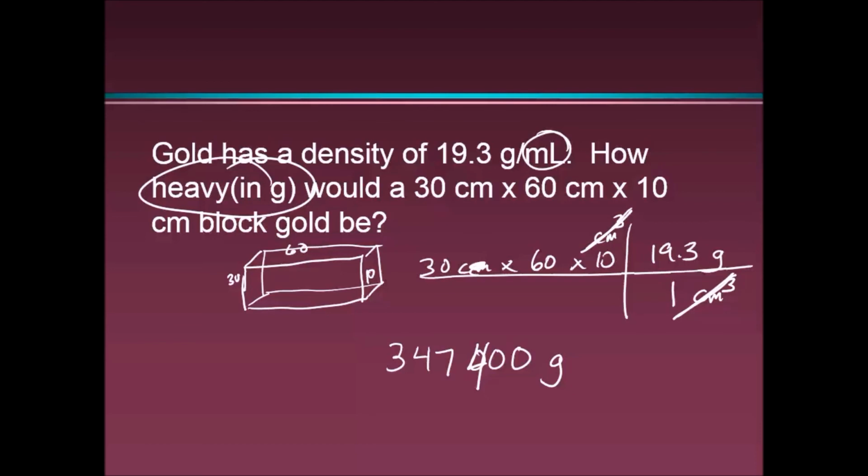Okay, is that your final answer? Well, this is like saying around 30, around 60, and around 10. So how many sig digs does each one of those measurements have? So how many sig digs should your final answer be? Are you saying that 3 is roughly the same as 347,400?